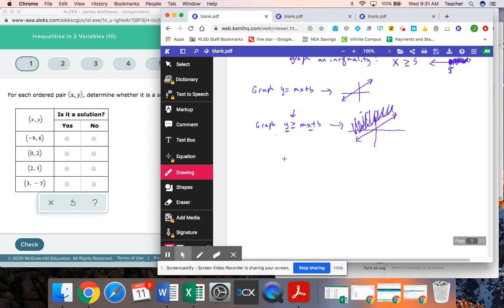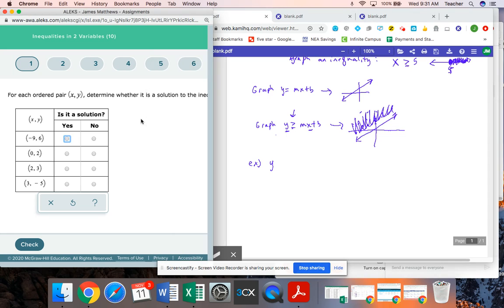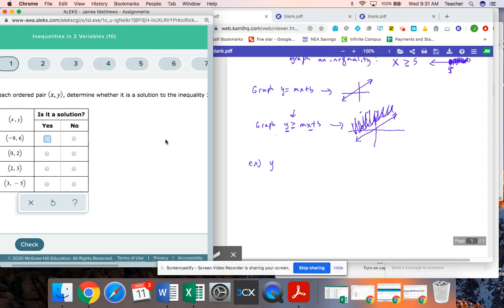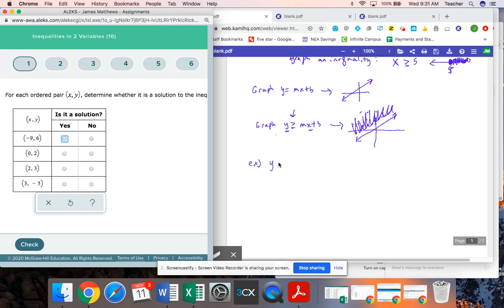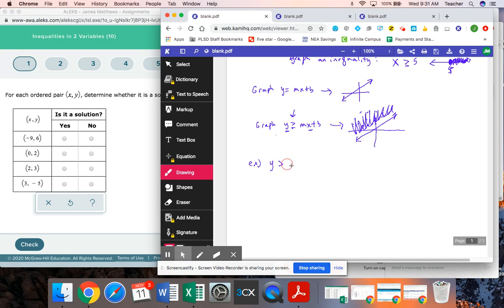Let me say this. If I were to say, for example, y is greater than or equal to 2x plus 1, I want to know, if I give you a point, is (5, 6) a solution? That means, does (5, 6) fall in this shaded area, whatever it is? I'm not going to graph it yet. I'm just going to find that.